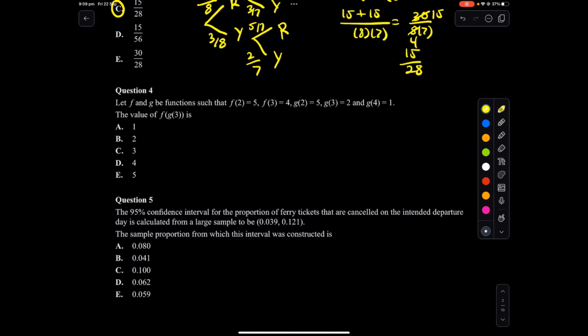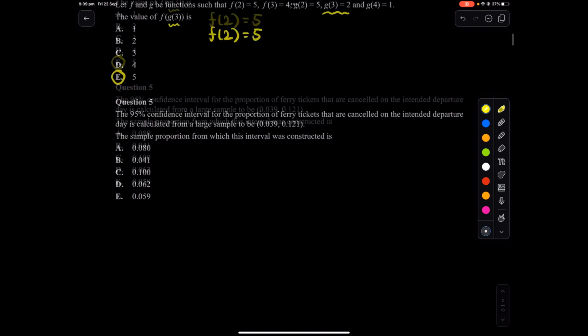Let f and g be functions such that f of 2 is 5, f of 3 is 4, g of 2 is that and this, and g of 4 is that. Find the value of g on 3. Okay, so what's first g on 3? We know that g on 3 is 2, so we're saying that f on 2 is what? Okay, we know f of 2 is 5, so your overall answer should be E.